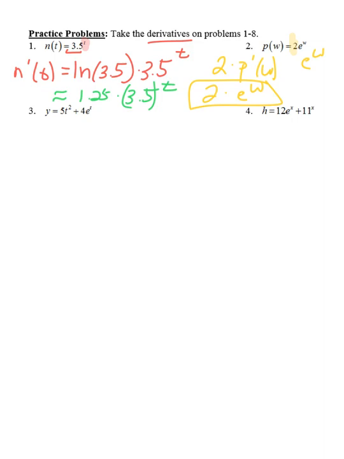Number 3 down here is asking us to apply a few more rules that we're already learning, in the context of what we just learned. We have a sum function here. If we wanted to find the derivative, we could just find the derivative of the first part of the function and then add it to the derivative of the second part of the function.